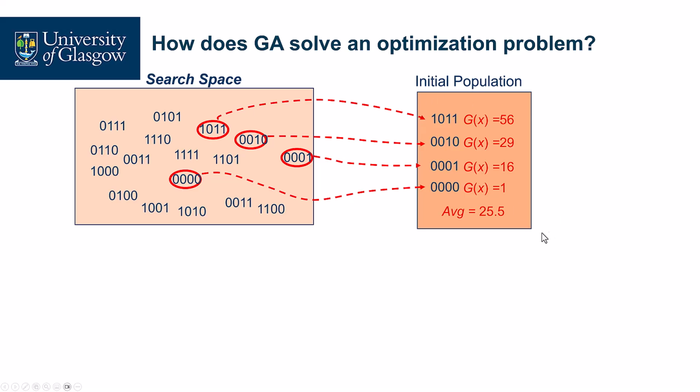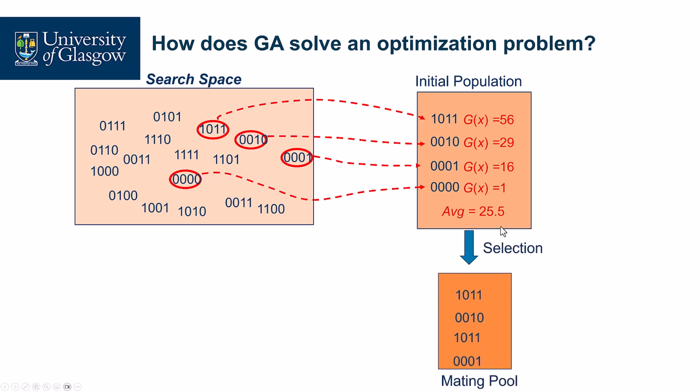When we initialize, we will do a selection. So selection based on what? The survival of the fittest. So the better solutions have more chance to survive. So we can see that 1011 has been selected twice, and the worst one, 0000, was just eliminated. So we have a mating pool with 4 individuals.